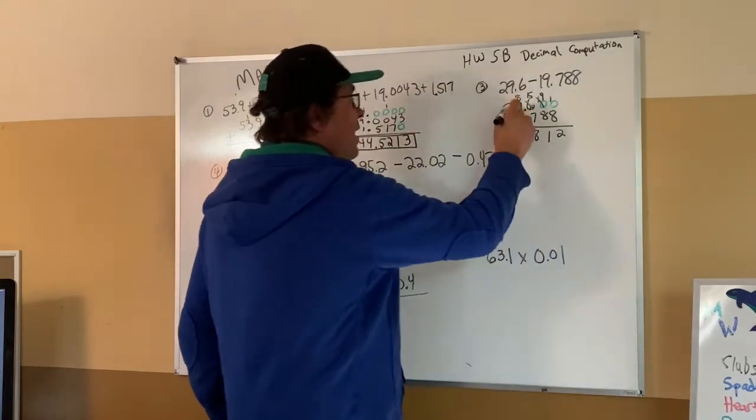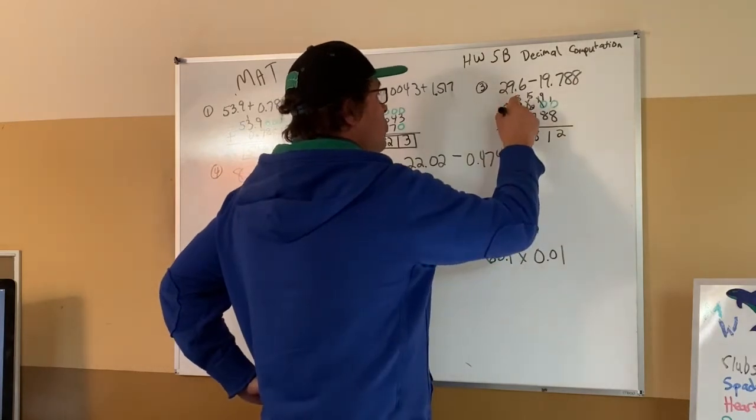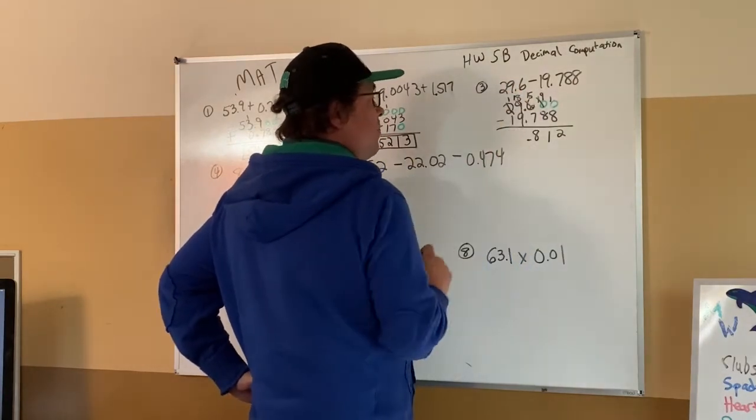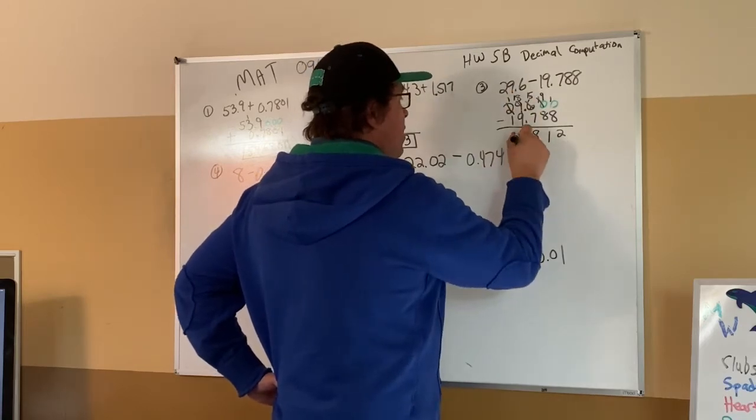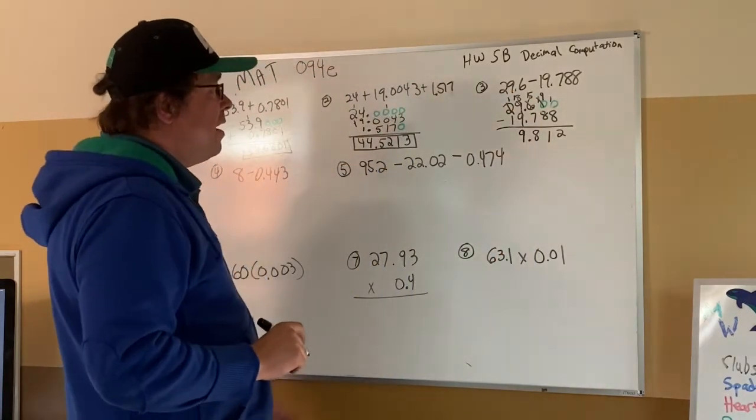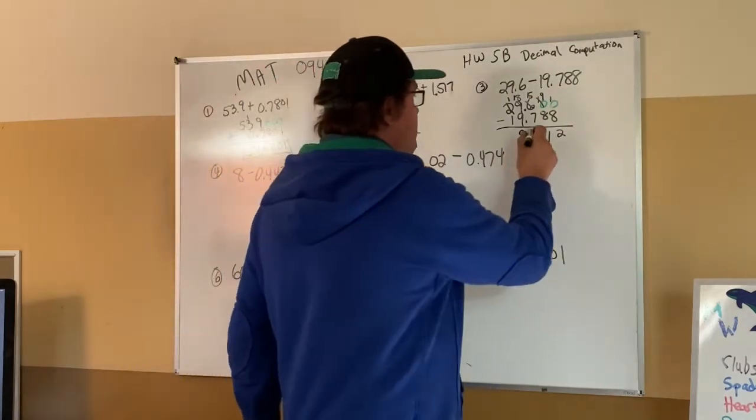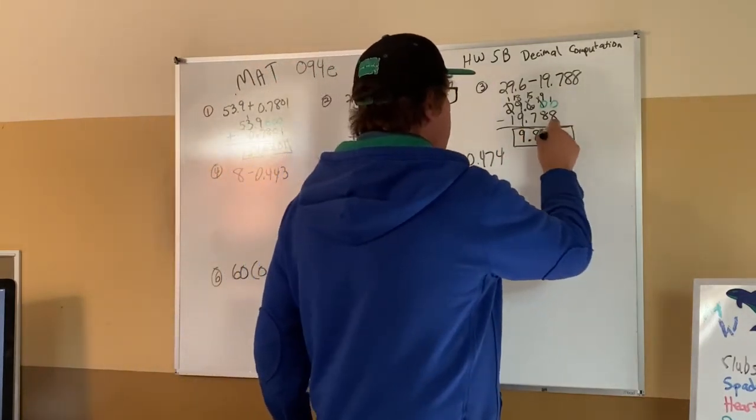Decimal. 8 minus 9 can't happen, so I'm going to turn the 20 into 10 and 18. 18 minus 9, do you know that's 9? 1 more on the 9, 1 more on the 8. And then 1 minus 1 means no action in front of that 9, and we've got 9.812.